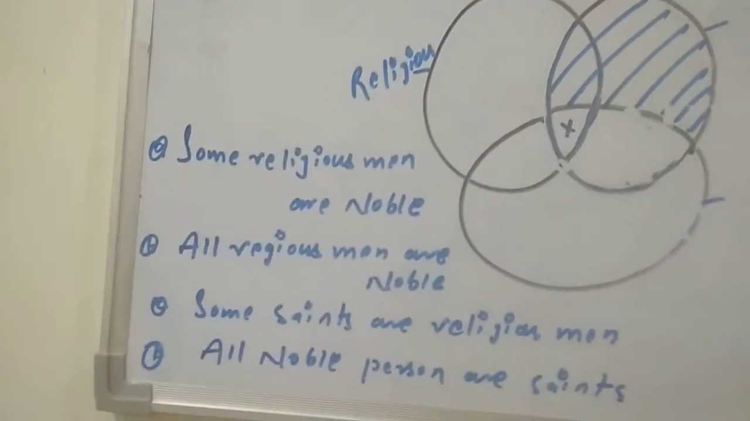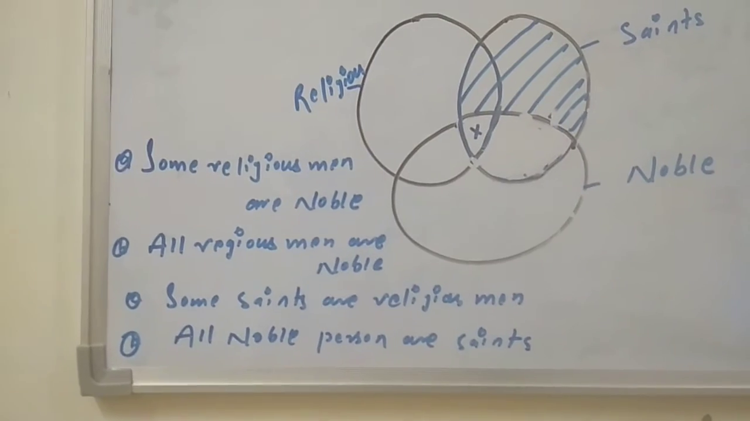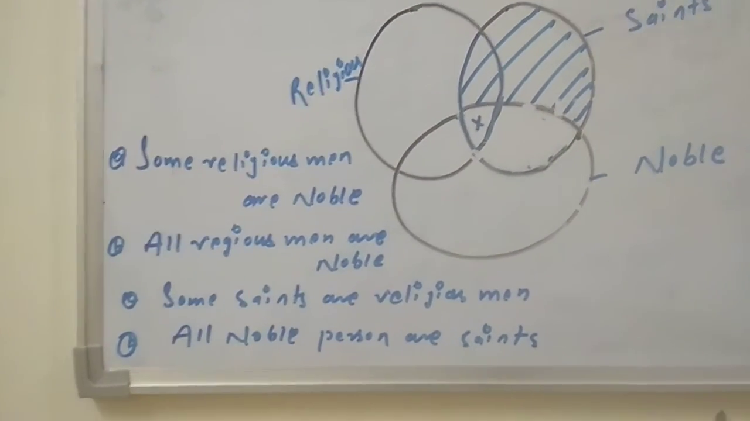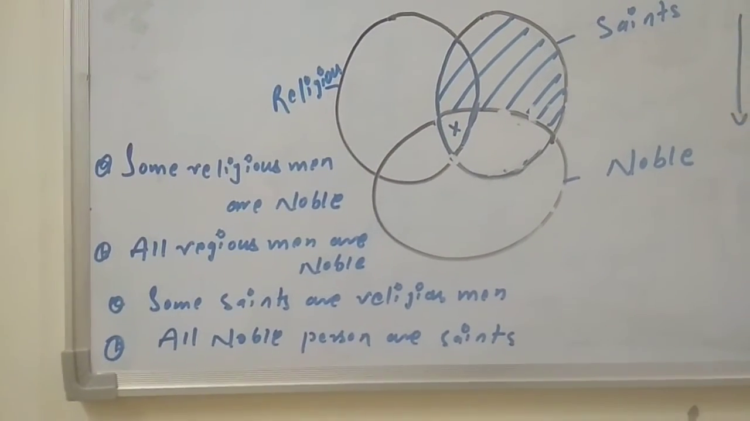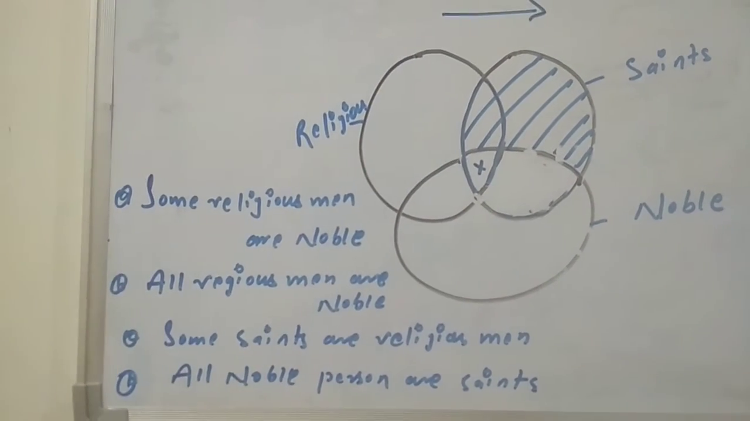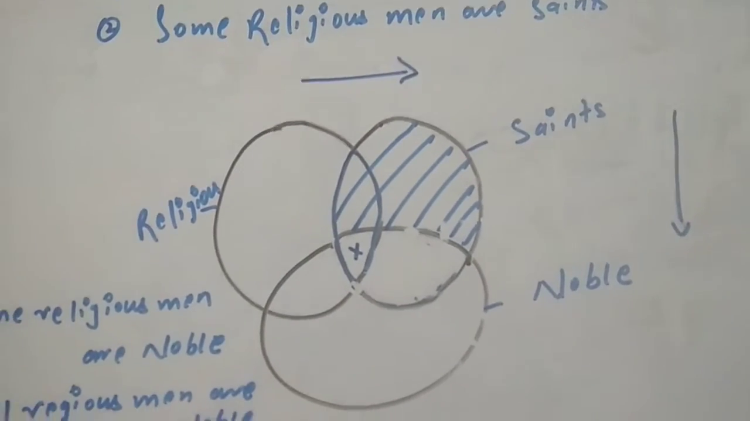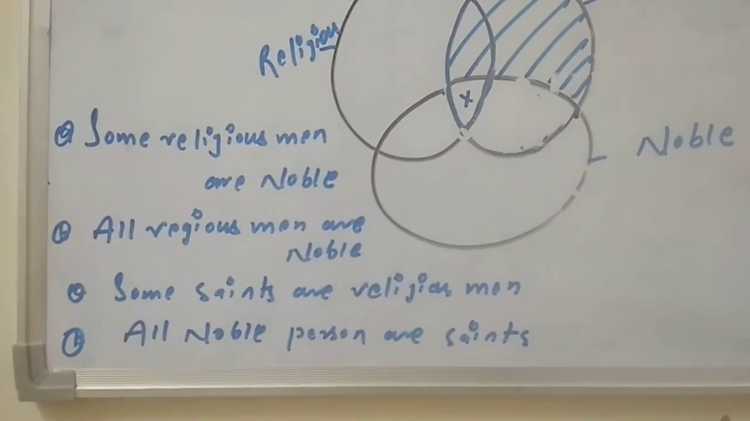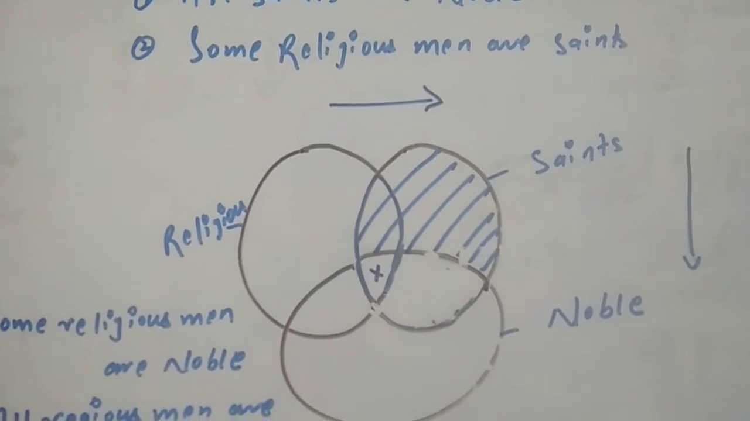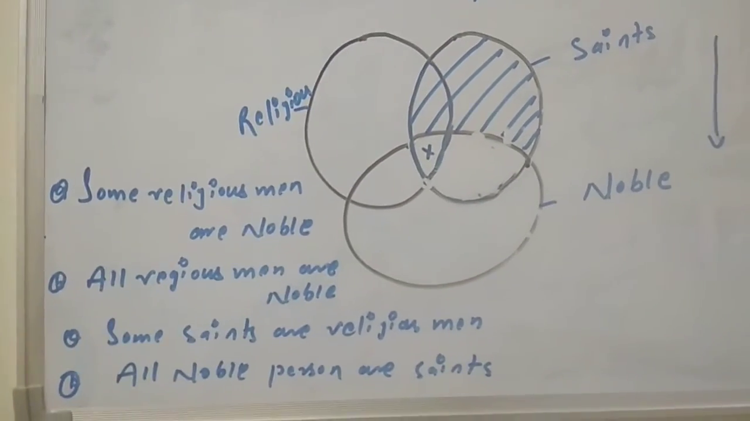So the second and fourth options cannot be the answers. Never ever. The rest two are answers. Some religious men are noble. Of course, they have a relationship. And the third one, some saints are religious men. So the answer is A and C, which is the correct answer for this particular question.